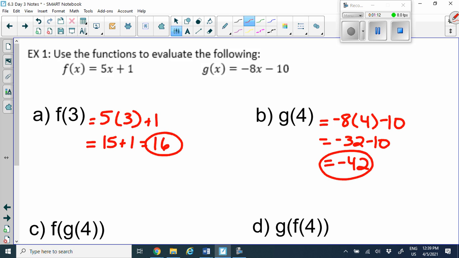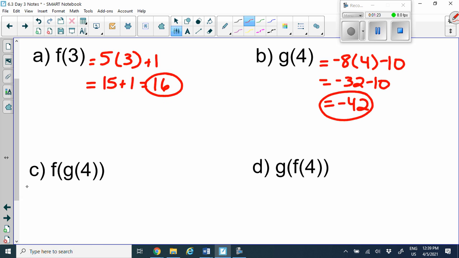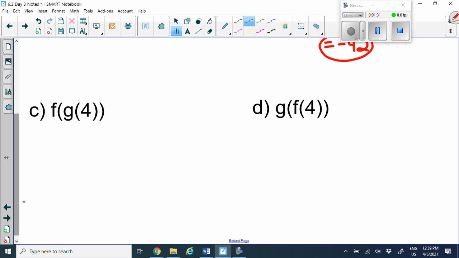Now, when we do composition of functions and we're evaluating, we're really going to do the same thing, but in this case, we're going to do it 2 times. Now, you're going to see it in this form, f of g of 4. So you're now going to see multiple functions. So when we evaluate with composition of functions, we do the inside function first. So let's go ahead and do that.